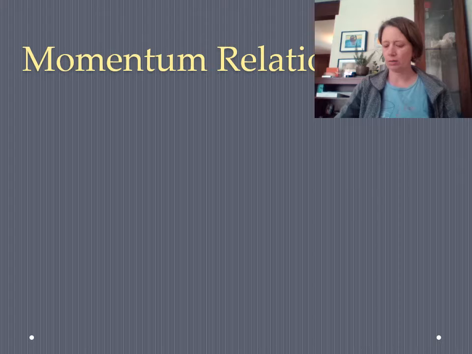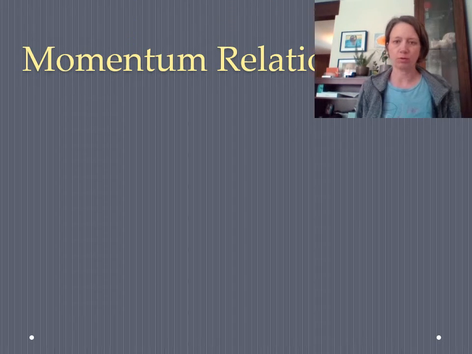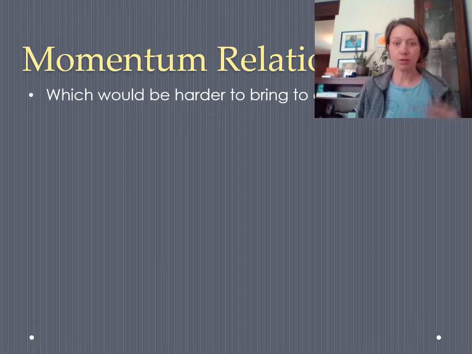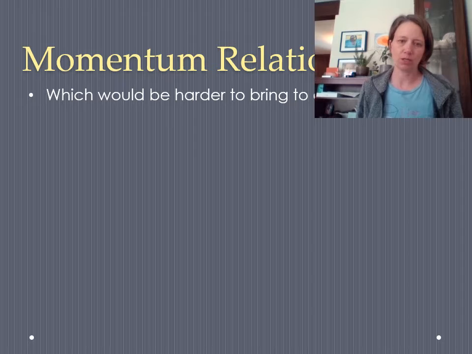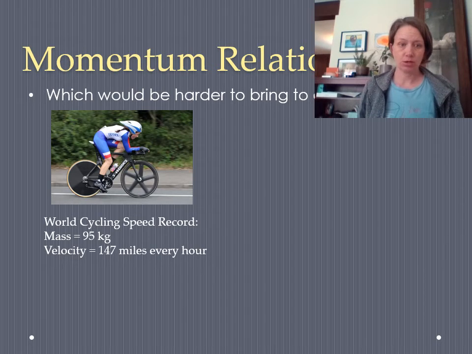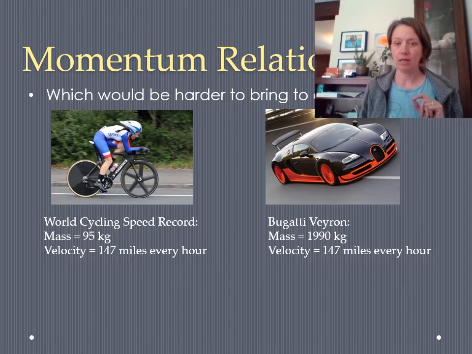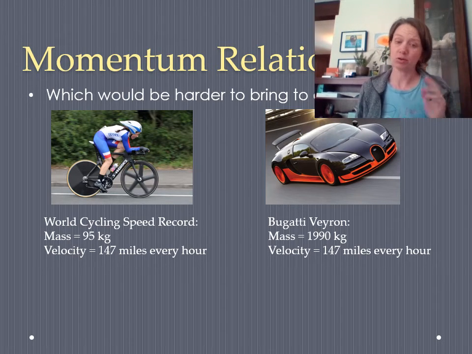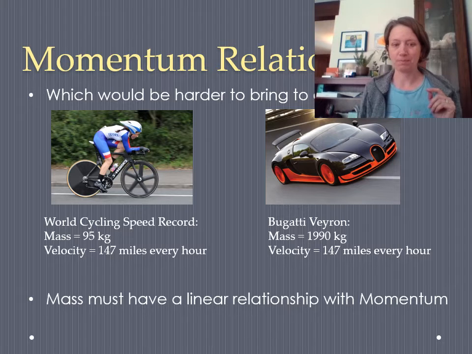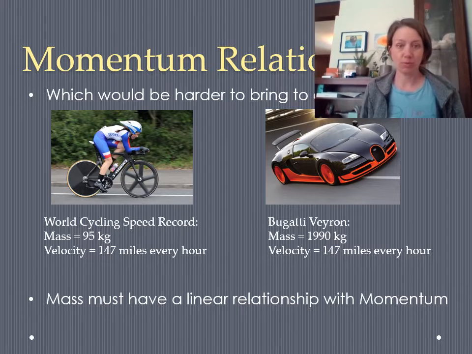So the equation that we're going to be using for momentum comes from two mathematical relationships. We can figure out these relationships if we think about a series of thought experiments of what object would be harder to bring to a stop. Object number one is the world female cycling speed record holder, who has a mass of about 95 kilograms and at her fastest was going at a velocity of 147 miles every hour. This is a Bugatti Veyron, which has a mass of 1990 kilograms and also can go at 147 miles every hour. Which one of those things would be harder to bring to a stop?